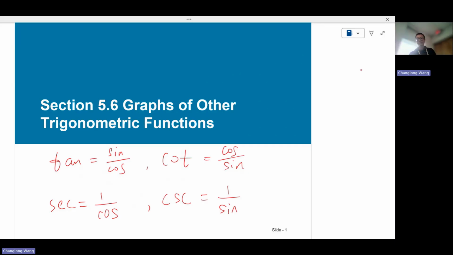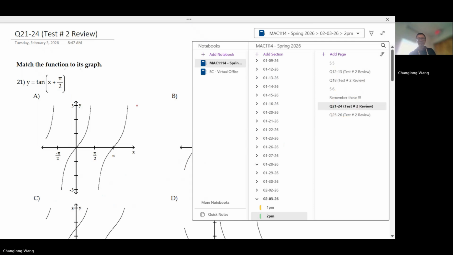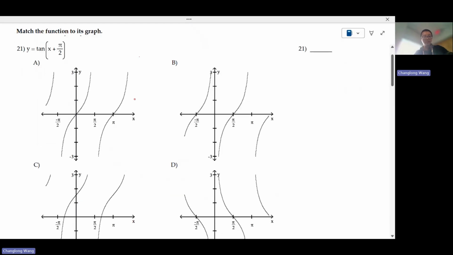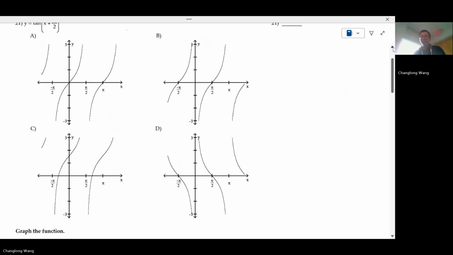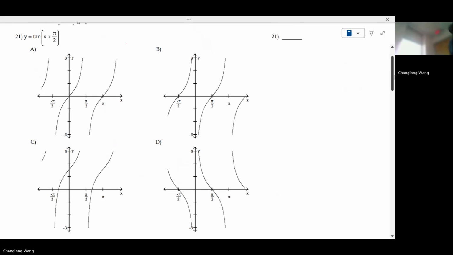And let me show you question 21 from the test 2 review packet. Let me give you a minute just to try without knowing how to seriously graph the tangent. Just use the reference sheet, the bottom left graph, which is the standard graph of the tangent. How do you match one of those graphs to the function tangent of x plus pi over 2? Tell me which one you feel like picking.